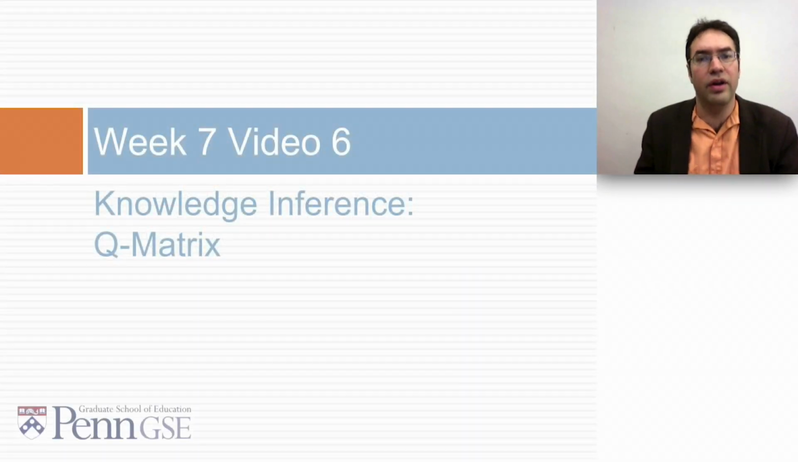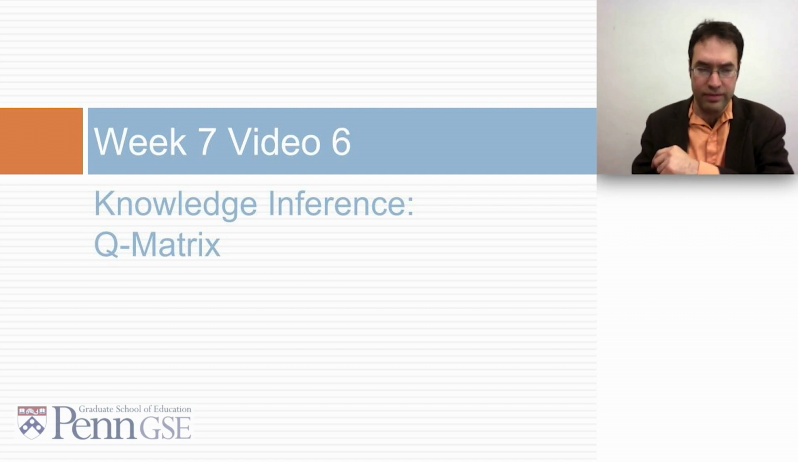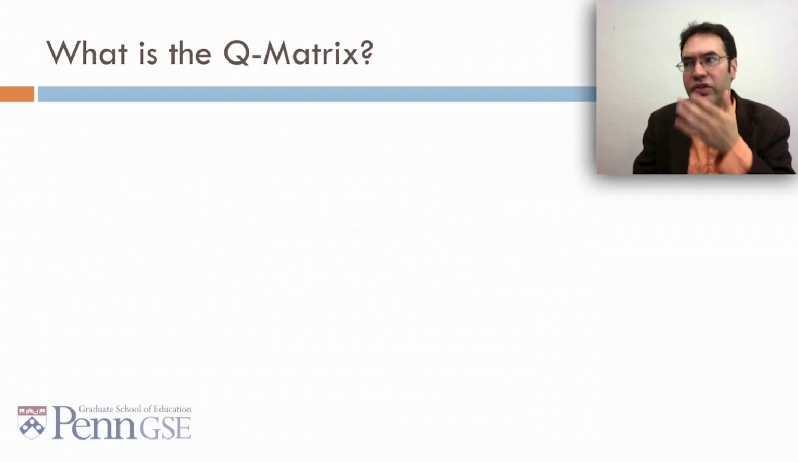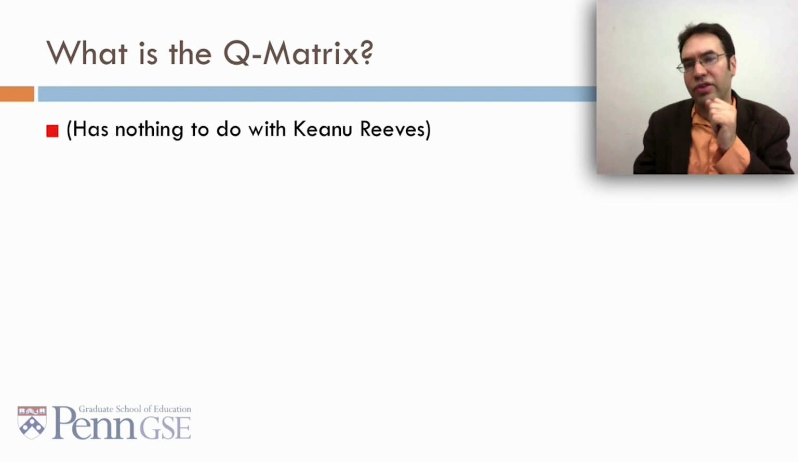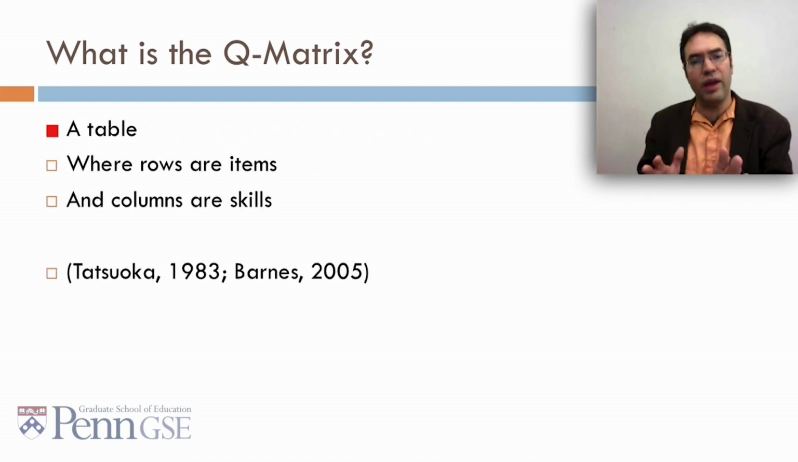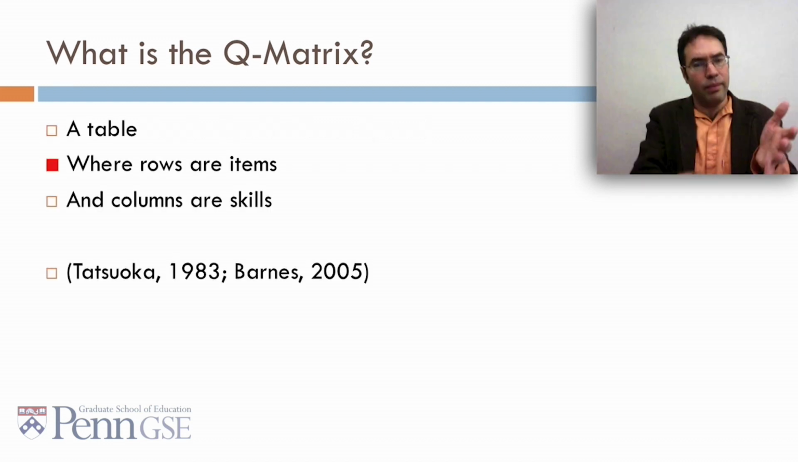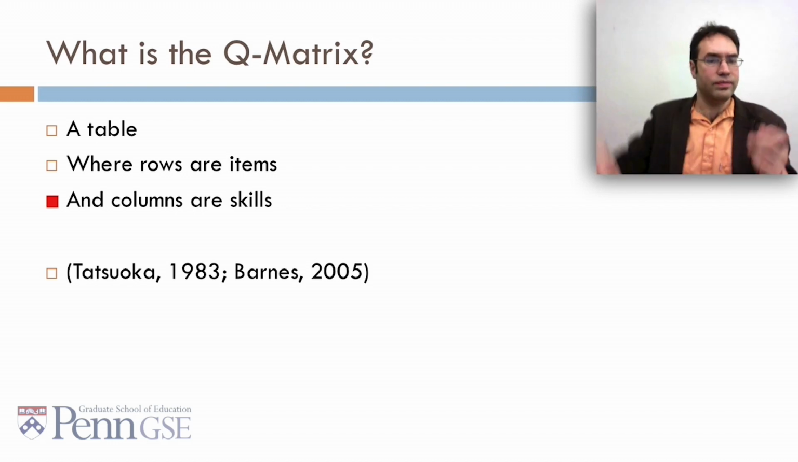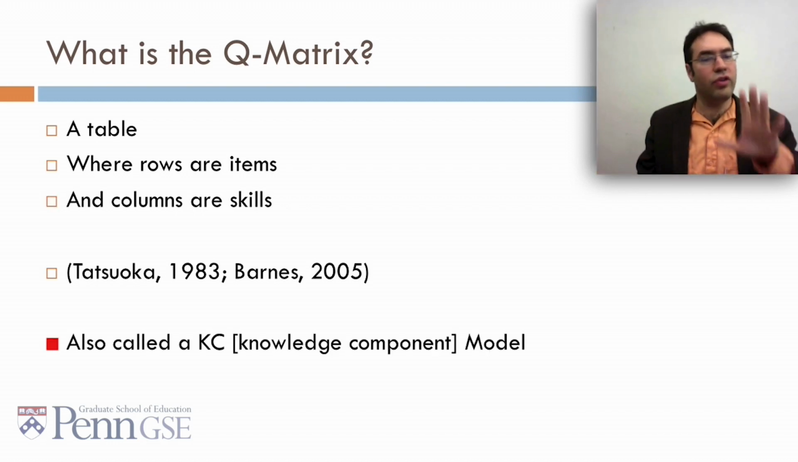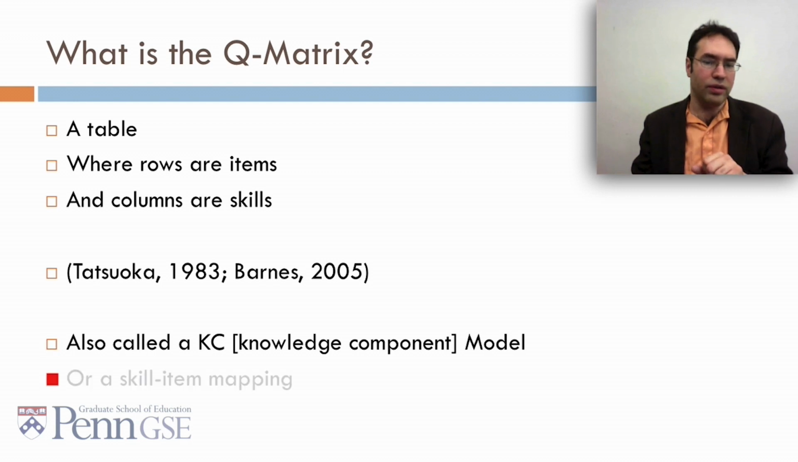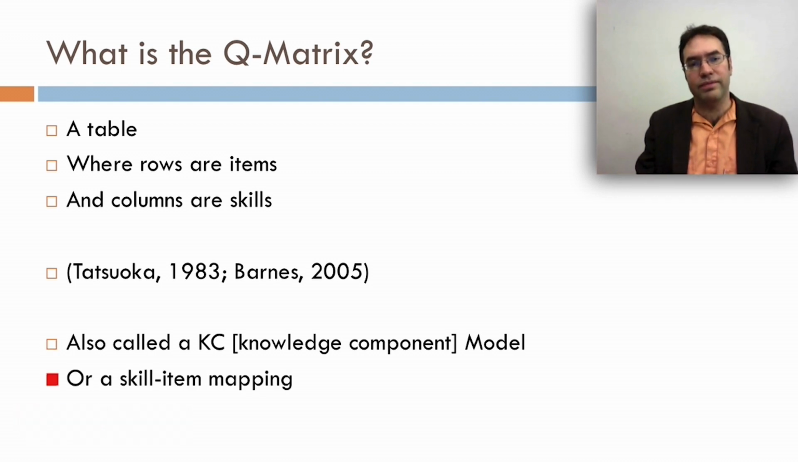I'm Ryan Baker. Today we're going to talk about the Q matrix. What is the Q matrix? It has nothing to do with Keanu Reeves. It's a table where each row is an item and each column is a skill. People also call this by other names, including a KC, knowledge component model, or a skill item mapping.